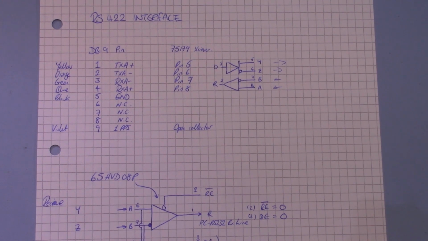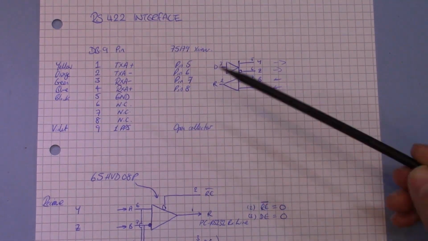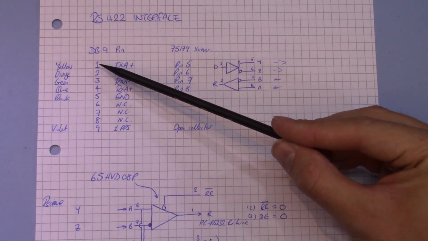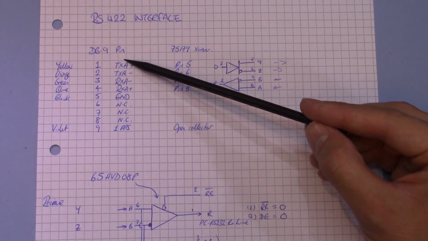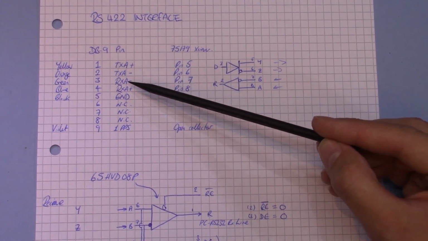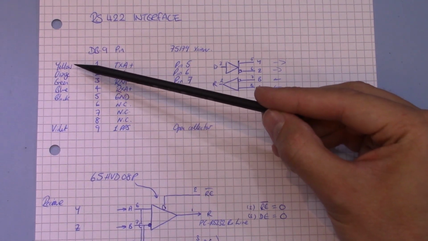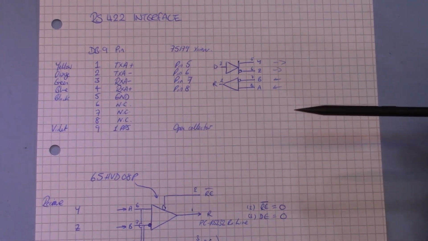I'll just quickly explain how I've wired this up. At the top here we have the DB9 connector, which is on the GPS module. I've connected up pins 1, 2, 3, 4, 5, and 9, which are the transmit differential pair, the receive differential pair, ground and one pulse per second, with the yellow, orange, green, blue, black and violet wires coming from my connector.